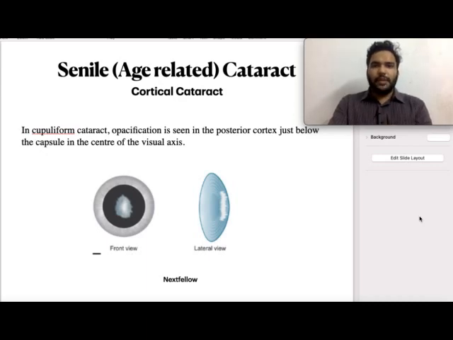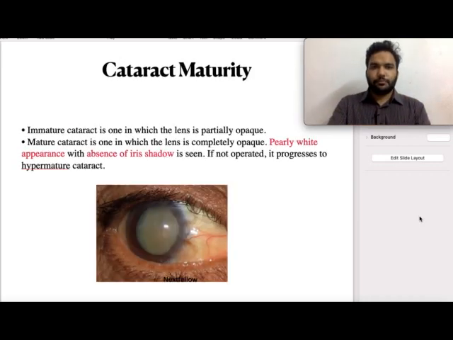And in nuclear cataract, what happens is there will be myopia. That's why it's second sight, whereas in cortical cataract there will be hypermetropia. The same principle. The refractive index of the periphery of the lens will increase, leading to decreased refractive index of the whole lens. Now coming to an important topic from an UG point of view, cataract maturity.